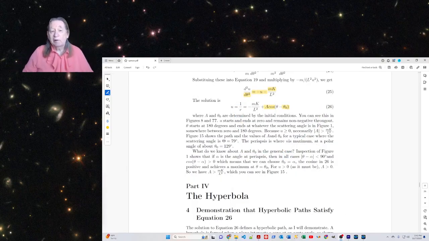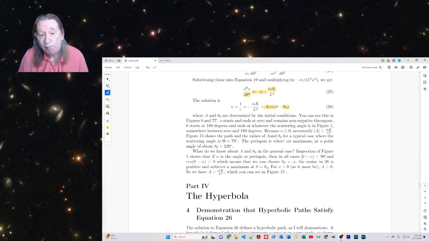Suppose the angle at the point of closest approach, periapsis, is called alpha. Then it's within 90 degrees of the angle to the alpha particle. You can see that from the figure. And that means that the cosine is positive. And what that means is that we can choose theta 0 to be the point of closest approach.